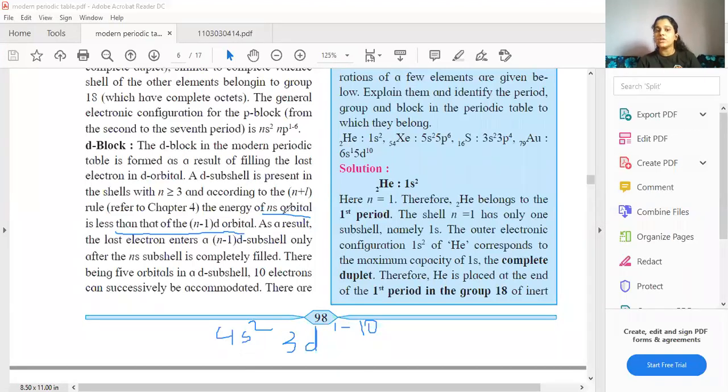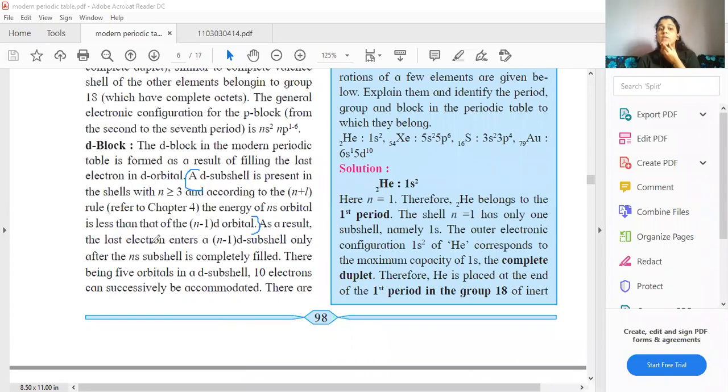That is what they have written here in a general format. The energy of ns orbital is less than that of (n minus 1)d. That is the reason ns will be filled first and then (n minus 1)d will be filled. That is the reason 4s is filled first and then 3d is filled. I hope this makes sense. You can mark this statement and keep it. Mark from here till here.